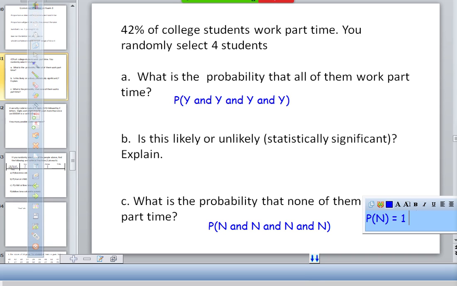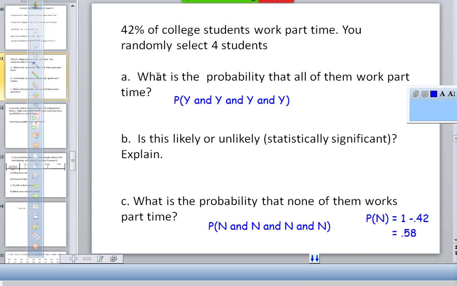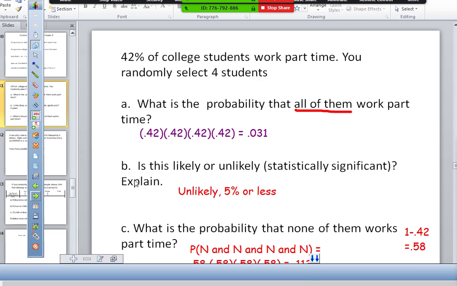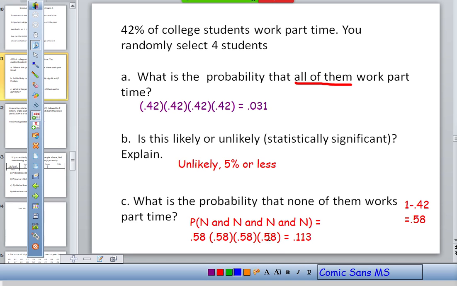Yep. It's 1 minus the probability to say yes. 1 minus 0.42, which is equal to 0.58. Good. So now, this guy says no, and this guy, and that guy, and that guy. And we do what again, guys? Multiply. Good. So 0.58 times 0.58 times 0.58 times 0.58. I get 0.113. So it's not unusual, because that's definitely more than 5%. Okay. Good.